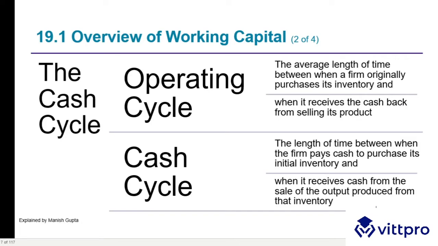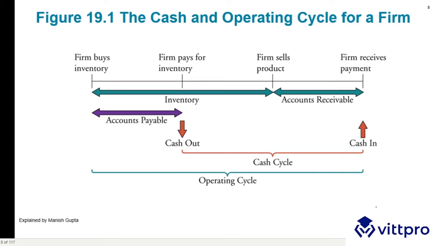That's the objective. So before we go into working capital management, let's understand the cash cycle. The cash cycle is built into two parts: one is the operating cycle and one is the cash cycle. The operating cycle is the average length of time between the firm's original purchase of inventory and the receipt of cash from selling it. And the cash cycle is from the purchase of initial inventory till it receives the cash itself from the output that they have produced. If you look at the graphics, this is a typical timeline of any industry, right?